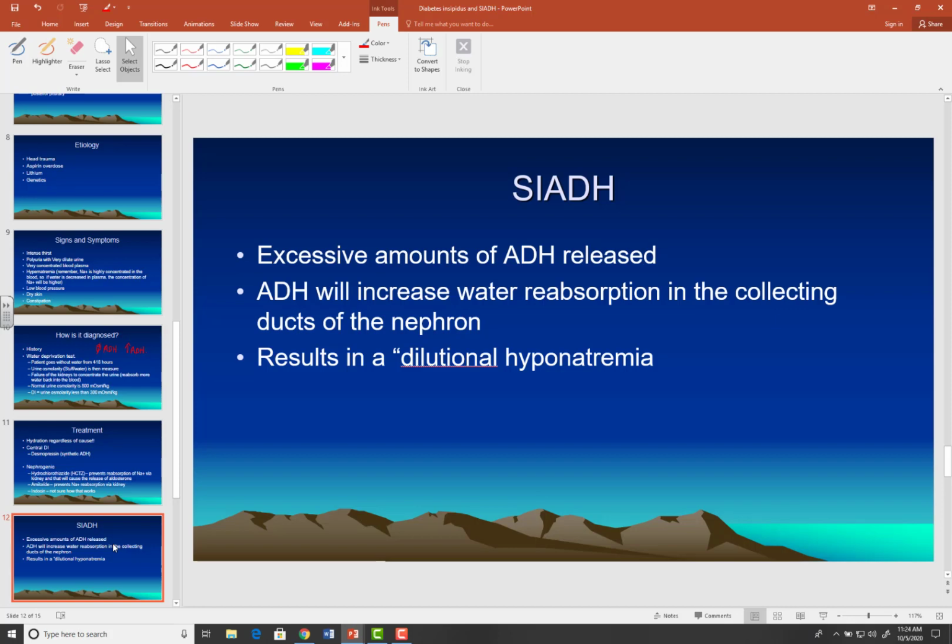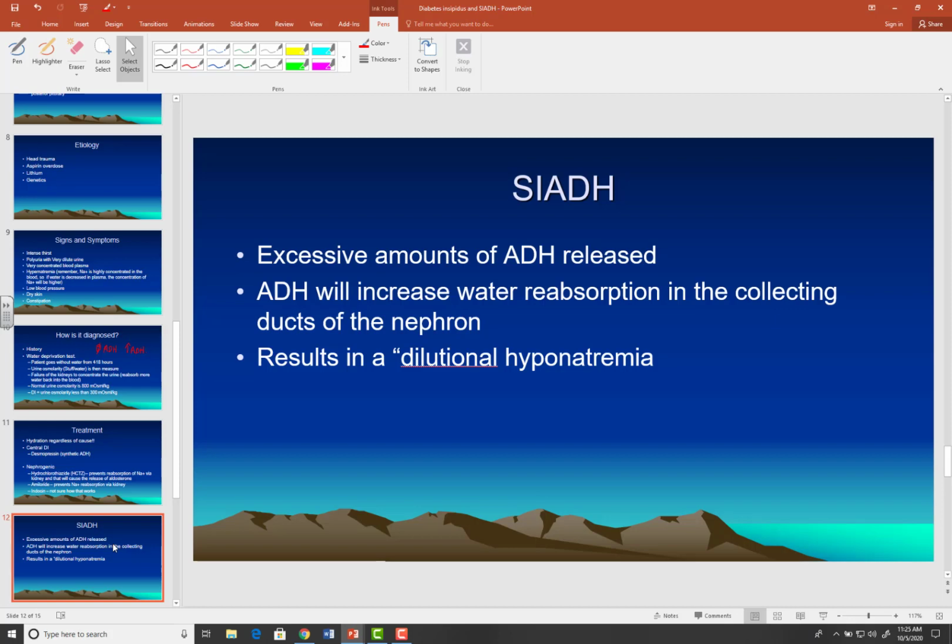And the opposite case is syndrome of inappropriate ADH, and that's where you have an excessive amount of ADH released. And again, ADH only deals with water, right? So in diabetes insipidus, you don't have ADH, so you're peeing out all that water, so that's going to concentrate your sodium. In SIADH, you have too much ADH, and as a result, you're going to be reabsorbing more free water, and you're going to dilute the plasma of the blood.